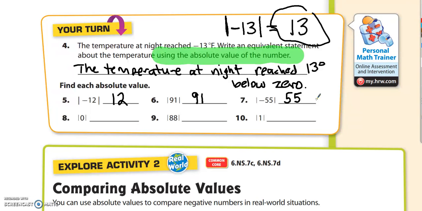0 is 0 spaces away from 0, so the absolute value of 0 is 0. This is technically why we can't say that absolute values are always positive. This is the one exception. This is the only absolute value that's not positive. It's 0. Number 9, the absolute value of 88 is 88 spaces to the right of 0, so the absolute value is 88. And number 10, 1 is 1 space away from 0, therefore the absolute value is 1.